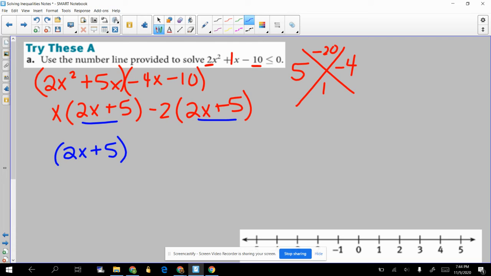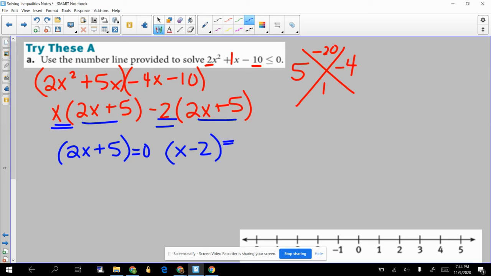And then these GCFs that we took out are the other one. And I'm going to leave a little space in between those. So I'm going to write x minus 2 as my other factor. Okay, now the next part, that was just step 1 of factoring the left side.